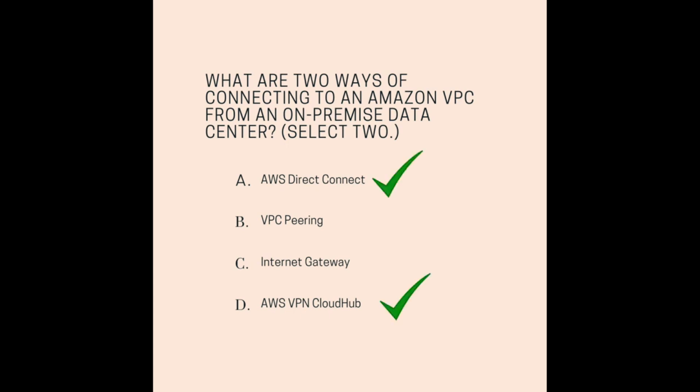Answer A and D, because you can connect from your on-premise data center to a VPC via Direct Connect or VPN CloudHub. AWS Direct Connect is a network service that provides an alternative to using the internet to connect a customer's on-premise sites to AWS. If you have multiple VPN connections, you can provide secure communication between sites using the AWS VPN CloudHub.